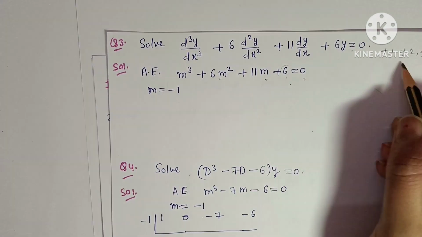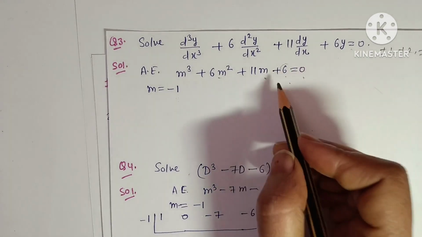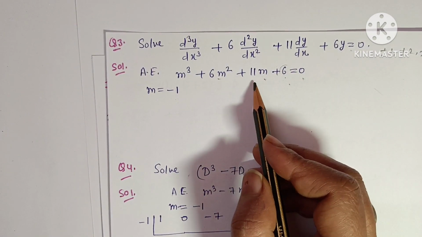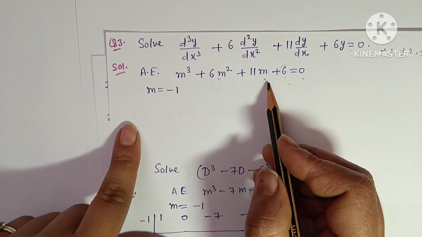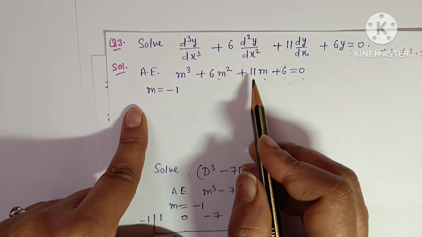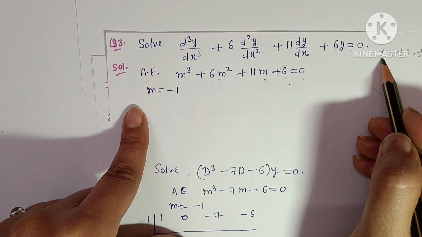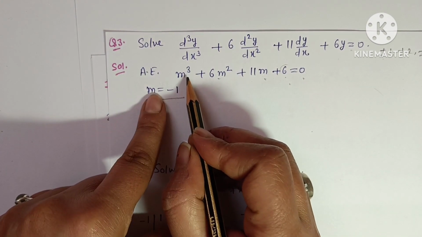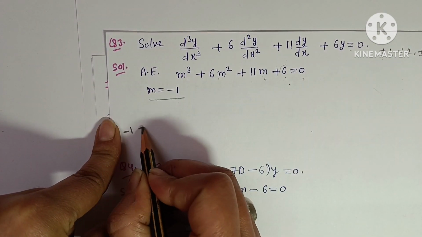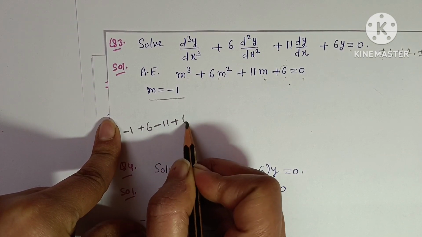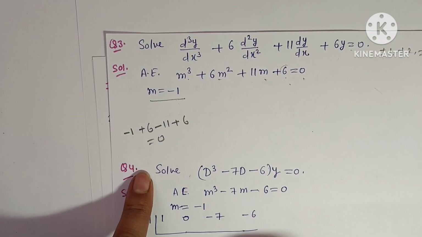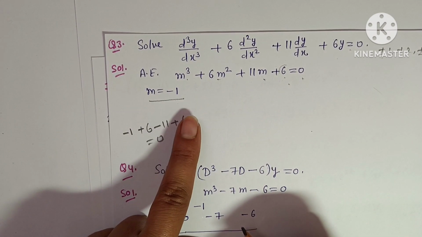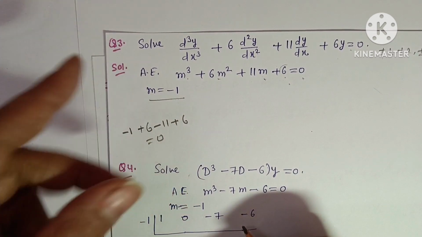So we start with the smallest number. When you put 1 here, 1 will not satisfy this equation because all are plus signs here and 1 is also positive, so you will not get 0 after placing m equal to 1. But when I place m equal to -1 in this equation, what will you get? You will put -1, so you have -1 plus 6 minus 11 plus 6, which is equal to 0. So this means -1 is satisfying this equation, so m equal to -1 is one root of this equation. Now the question is how to find the two other roots.